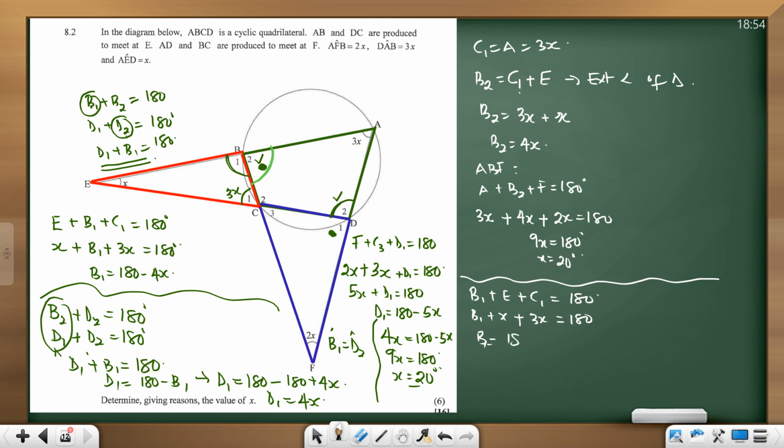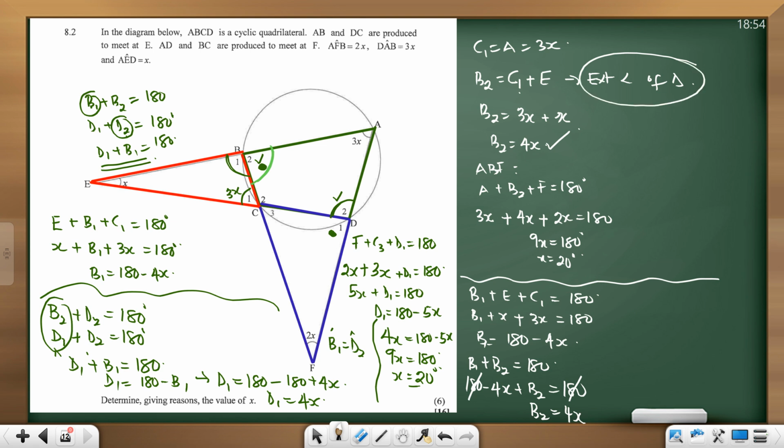I think Victoria did something similar to this. 180 minus 4x. But B1 plus B2 equals 180. What is B1? 180 minus 4x plus B2. Do you notice the 180? The 4x moving over. And that was what he did here in one step, by using exterior angle of a triangle is equal to sum of. So you must know this. It's actually a shorter step. Now B2 equals 4x, and then we go into the big triangle and we are done.